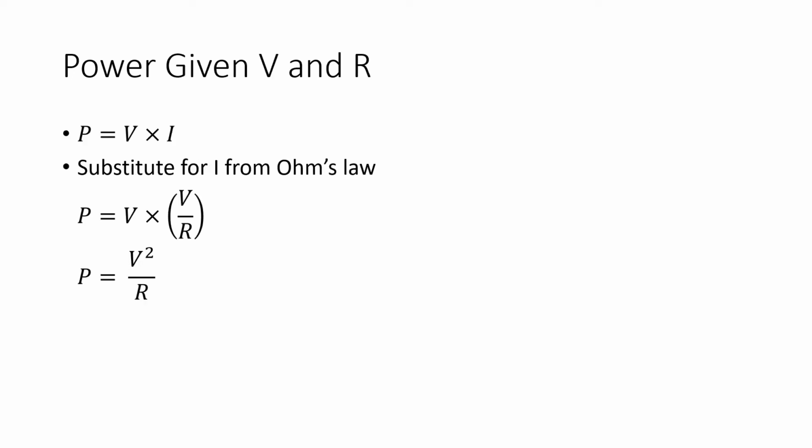There will be times when you are given V and R and you need to calculate the power dissipation. Again, our fundamental equation is P equals V times I. But if we substitute for I from Ohm's Law, I equals V over R, we yield this equation, P equals V squared over R.